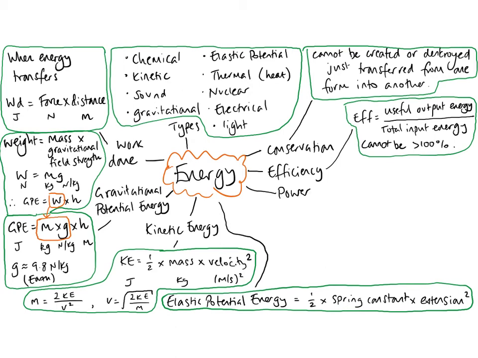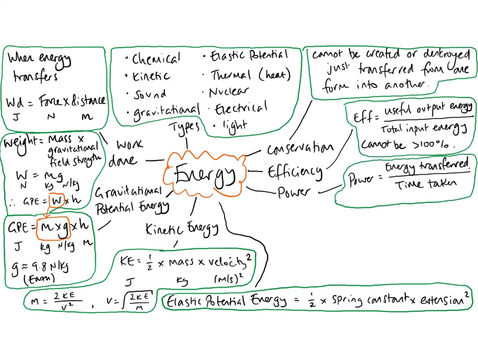If you know the energy, then you might be able to calculate the power. Power is the energy transferred divided by the time taken. In other words, how quickly you transfer energy from one form into another. The unit for energy remains as joules, and time taken is seconds. Therefore, the unit for power is joules per second, or more commonly known as watts. So a 60-watt light bulb would transfer 60 joules of energy every single second.